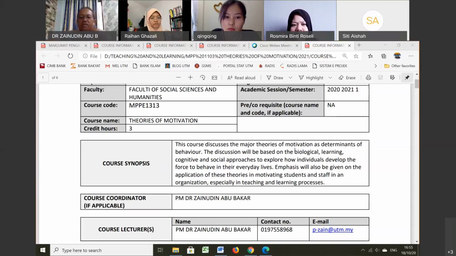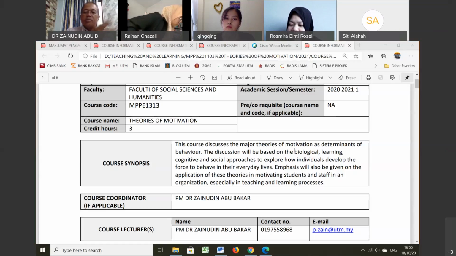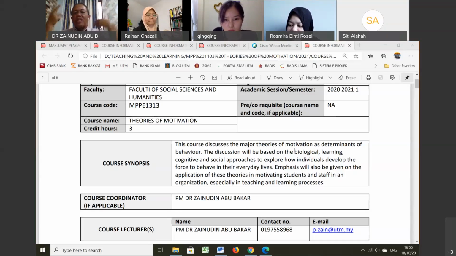So what are the biological foundations really happening inside the person? What are the characteristics, the reactions, the actions happening inside the person? A lot happens when we decide to do something. Then in the learning perspective, how through learning processes people can motivate themselves and force themselves to do things. The cognitive perspective is how we think about certain things, our thinking processes.